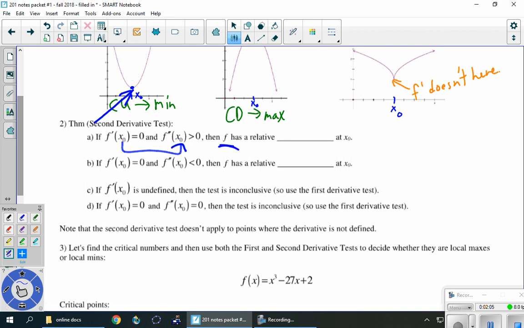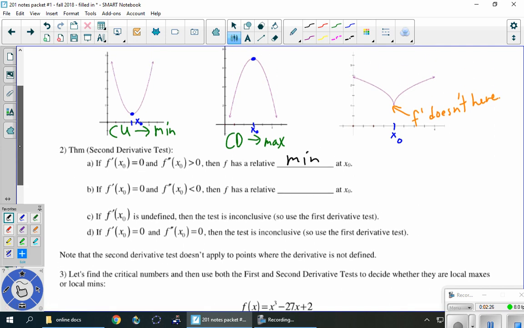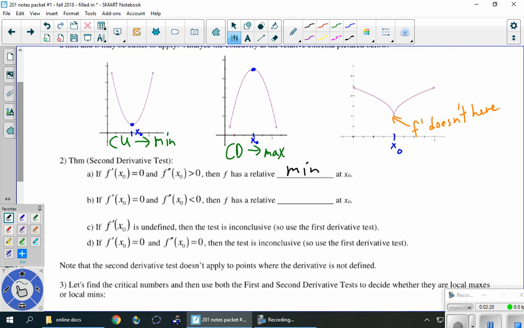Then f must have a, well, what was this? Was it a min or a max? In this case, it was a min. And this is true all the time. If you're sitting at one of these critical points and your second derivative is positive at that critical point, then you are sitting at a relative min. Part B, if f prime of x0 is 0 and f double prime of x0 is negative, that's the middle picture here, concave down, then f must have, just like that middle picture, a relative max.